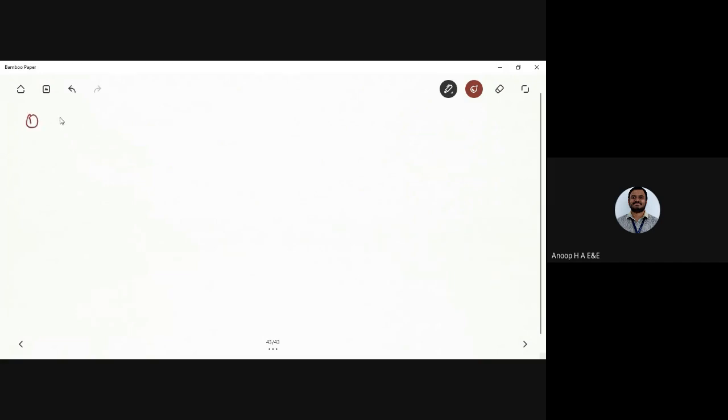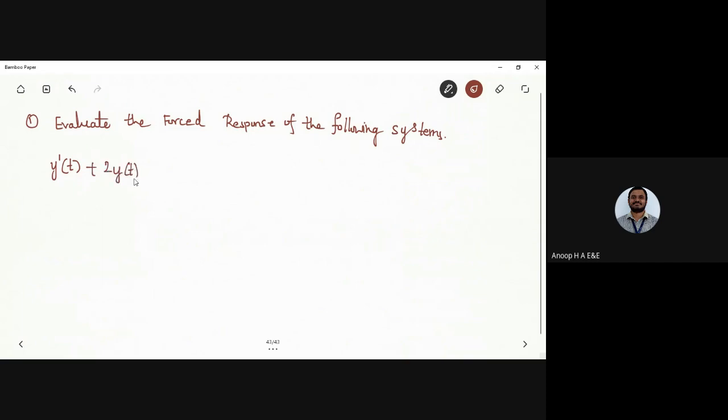I have the first one: evaluate the forced response of the following systems. I want to find out y dash of t plus 2 times y of t, that would be equal to t u of t. So u of t, generally if I take, it would be 1. It is more or less like a right-handed signal.